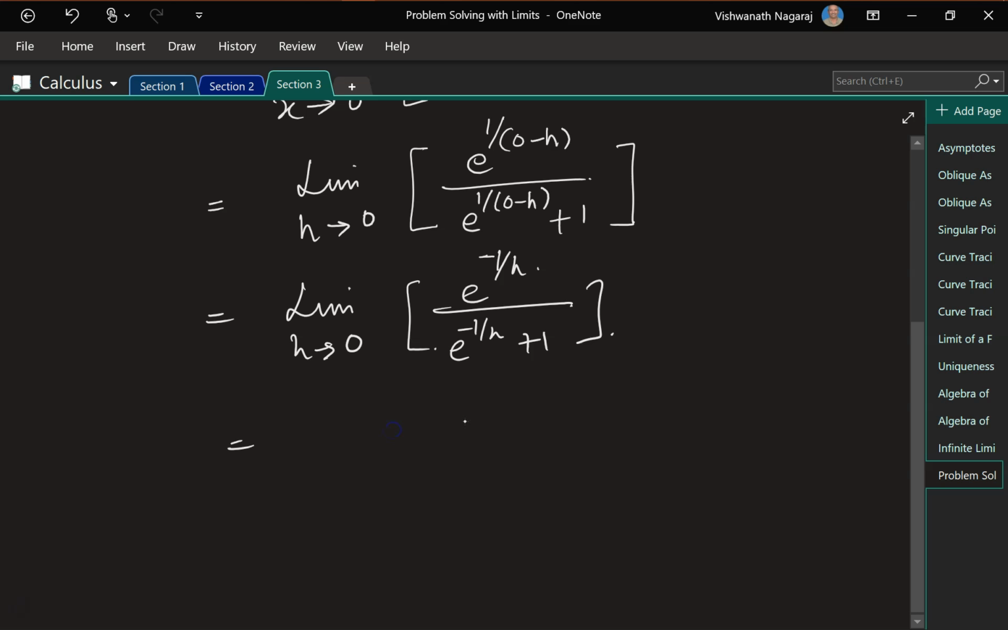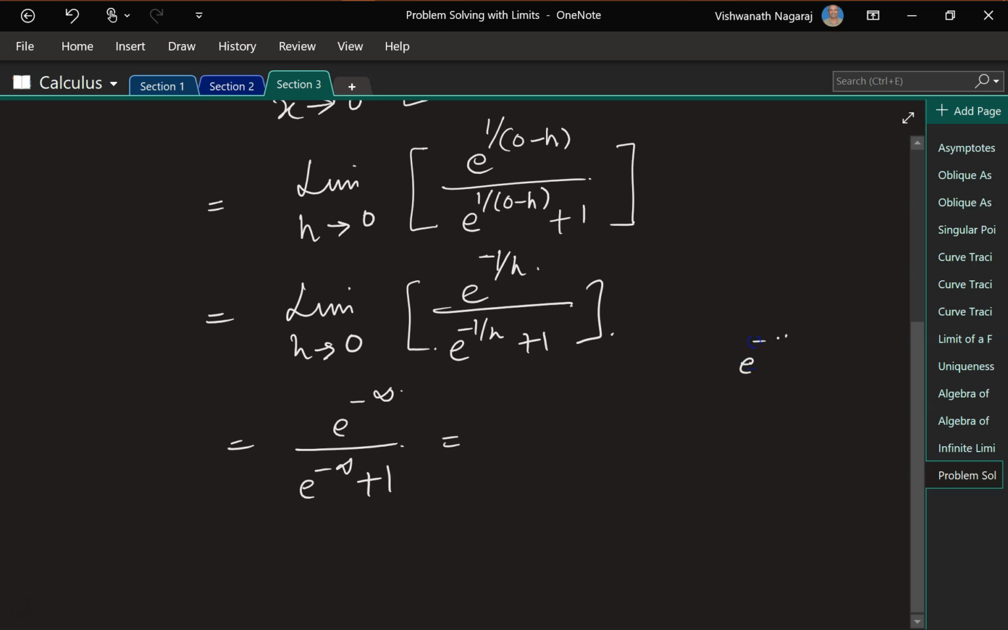Now let's actually take the limit. Now 1 by h would go to infinity. That means minus 1 by h would go to e to the power of minus infinity divided by e to the power of minus infinity plus 1, which is equal to, remember, e to the power of minus infinity is 1 by e to the power of infinity. 2.7 to the power of infinity will give you a very large number. 1 by that will give you what? 0. Right?